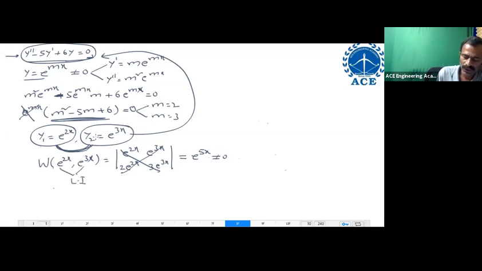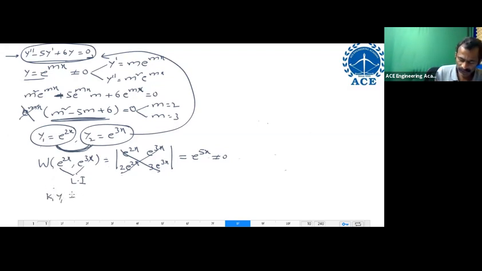Here the functions are solutions. So y1, y2 are two linearly independent solutions of the differential equation. So the second order linear differential equation has two linearly independent solutions. When the solutions are linearly independent, we can get one more solution by taking the linear combination of these two only.